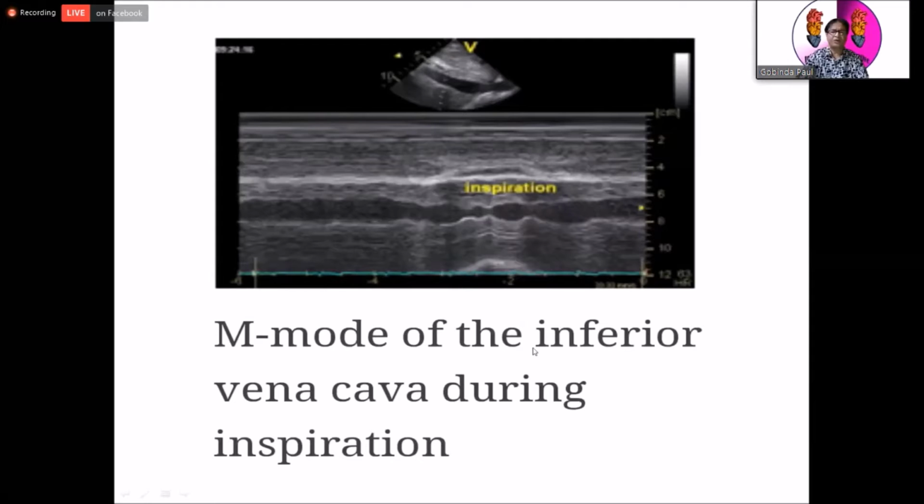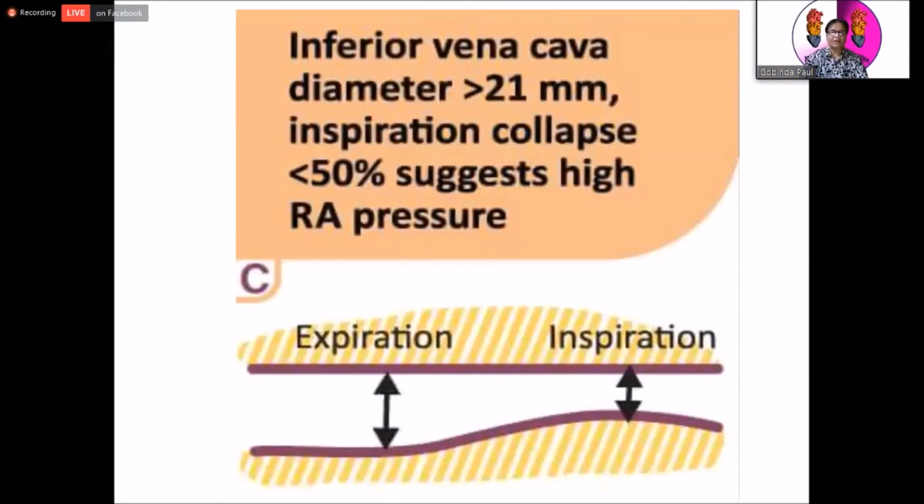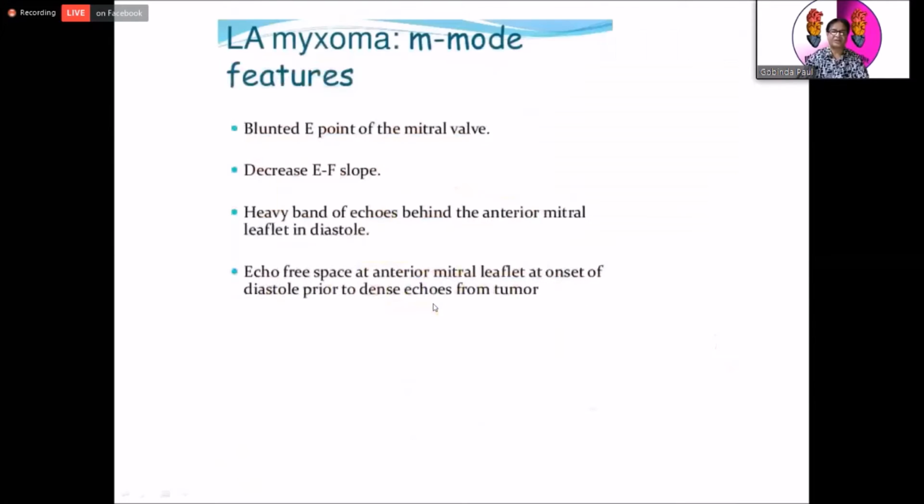By M-mode echo, we can measure the inferior vena cava and its collapsibility during inspiration and expiration. Usually the normal diameter of the inferior vena cava is below 21 millimeter. When more than 21 millimeter on average, that means the inferior vena cava is dilated, and collapsibility is usually more than 50%. If less than 50%, it suggests high right atrial pressure.